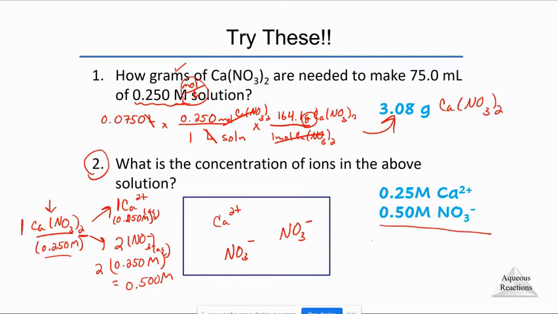And if we look at the total concentration of ions, we basically have to add these together. So my total concentration would be, for every 1 unit of calcium nitrate, I get 3 units of ions. I get 1 calcium 2 plus and 2 nitrates. So that ends up being a total of 0.750 molar ions total.